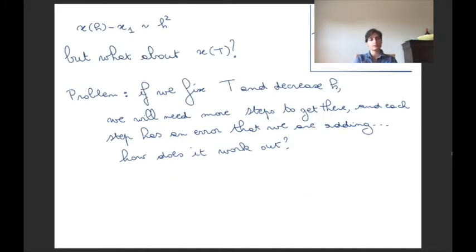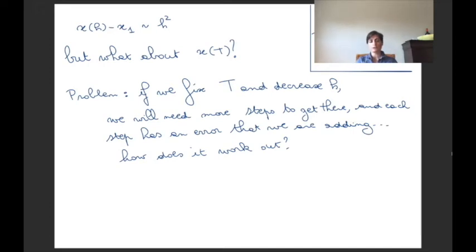So we know that the difference between x at h minus x1, that is our numerical approximation for x at h, is of the order of h squared. What about x at time t? I'm interested in looking at the solution after a certain time. We've fixed the time t, and we can choose to increase or decrease h. But if we decrease h, the number of steps that we need to get to t increases, and every single step gives us a bit of an error.